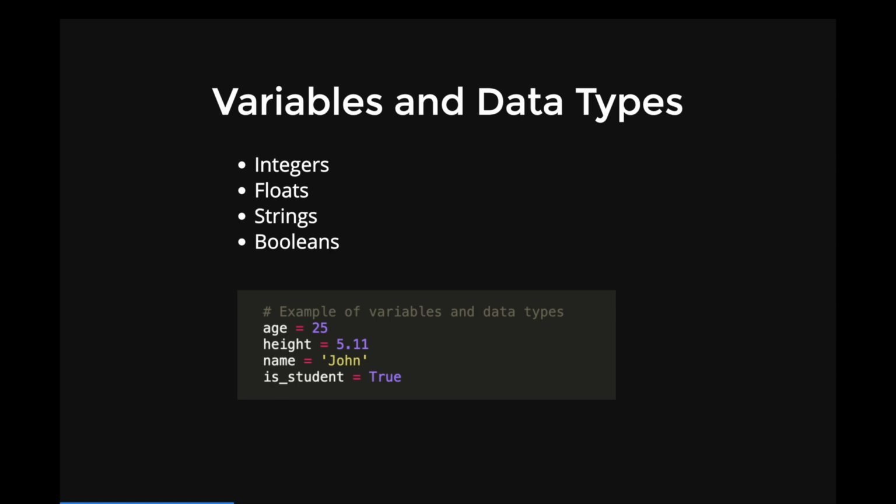Booleans represent true or false values. Examples are True and False. Examples of some variables and data types are here, where I'm setting age equal to 25, height equal to 5.11.